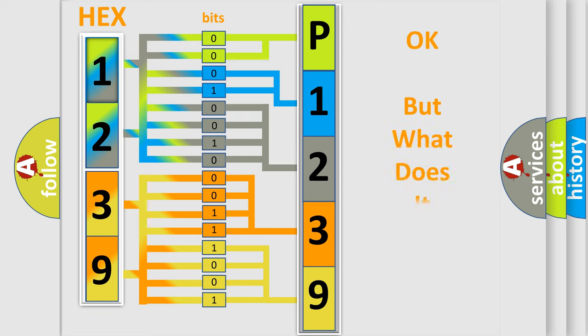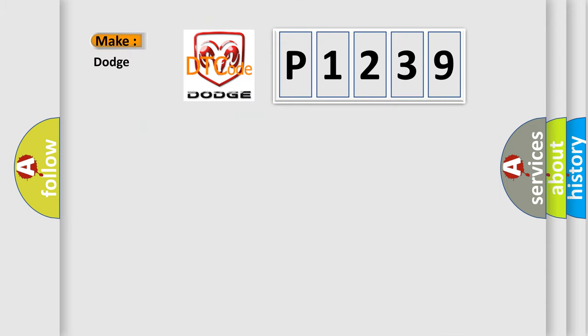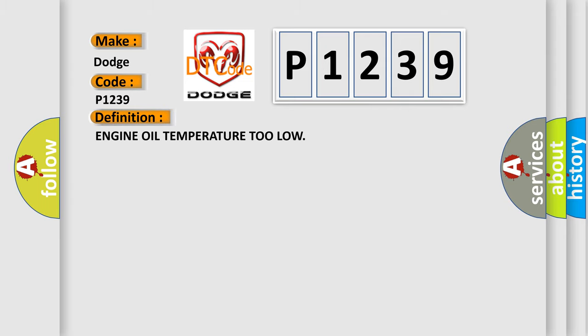The number itself does not make sense to us if we cannot assign information to what it actually expresses. So, what does the diagnostic trouble code P1239 specifically mean for Dodge vehicles? The basic definition is engine oil temperature too low. And now, a short description of this DTC code.